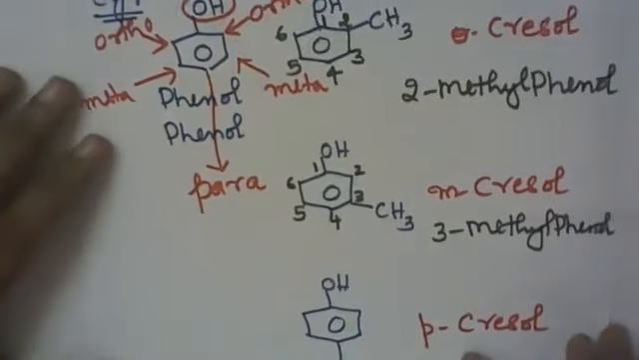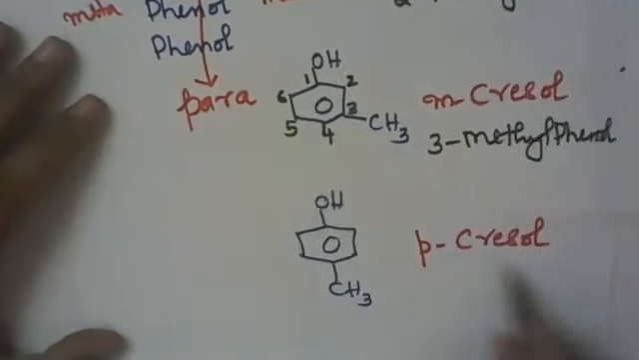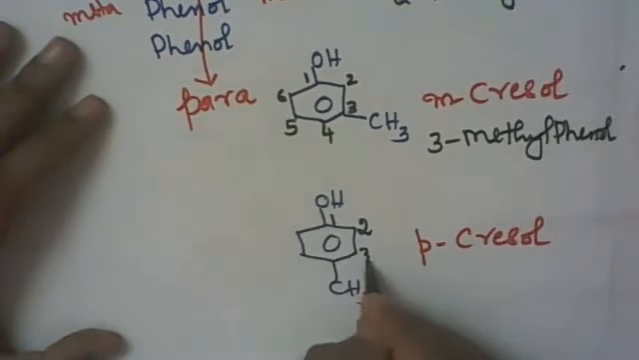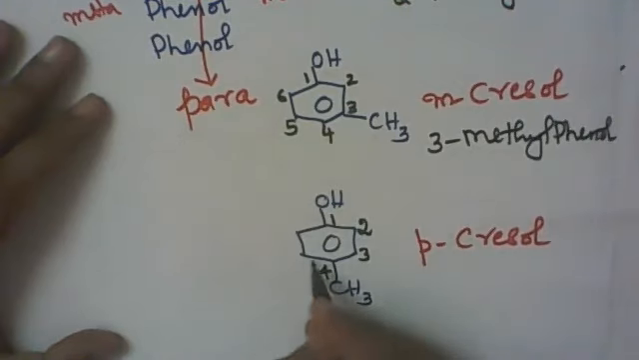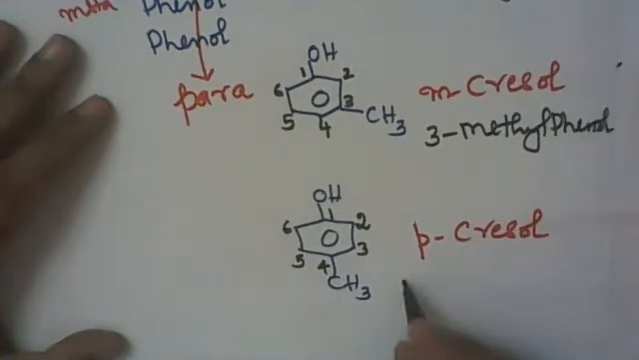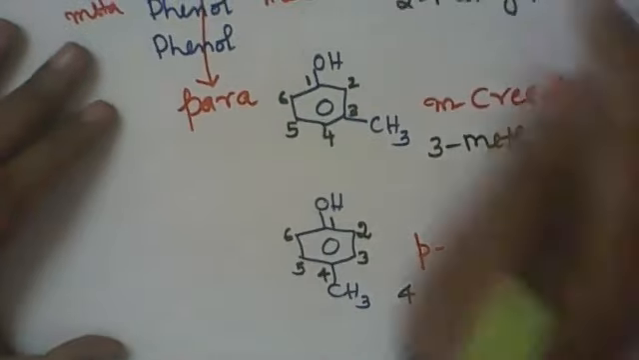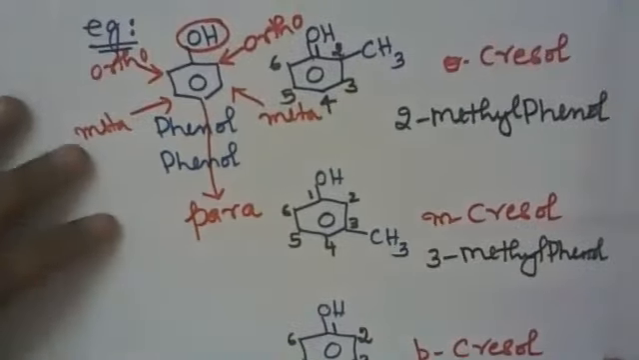3-methylphenol. Correct? Now name this compound. Carbon number 1, carbon number 2, carbon number 3, carbon number 4, carbon number 5, carbon number 6. This should be called 4-methylphenol. Correct? All these are derivatives of the compound.